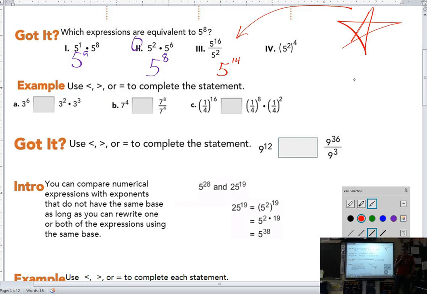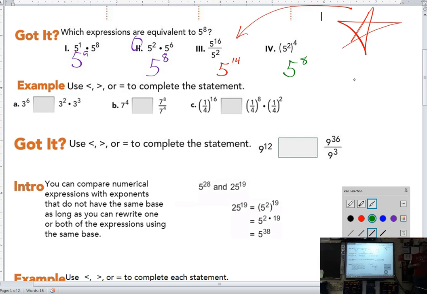Do you mind? 5 to the 8th. 5 to the 8th to wrap us up, because it's an exponent to an exponent. So that's 5 squared 4 times. So 5 squared times 5 squared times 5 squared times 5 squared, which is really 5 times 5 times 5 times 5 times 5 times 5 times 5 times 5, which is 5 to the 8th.